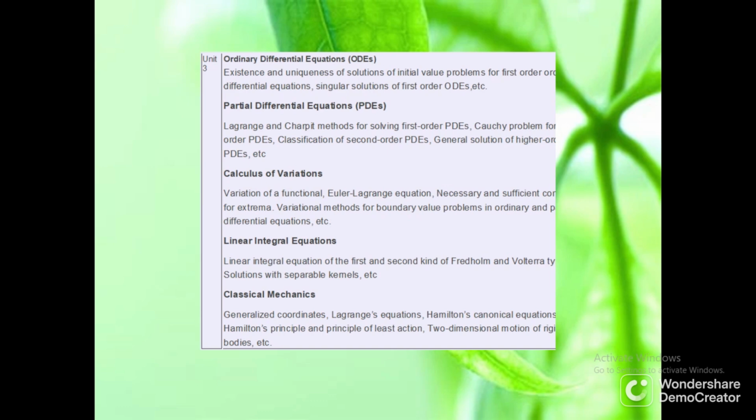Calculus of variations is also a scoring area. Many students solve questions from it in the CSIR exam, so I suggest following this section carefully. Also linear integral equations and classical mechanics, especially Hamiltonian theory, Hamilton's canonical form equations, Hamilton's principle, the principle of least action, and two-dimensional motions.